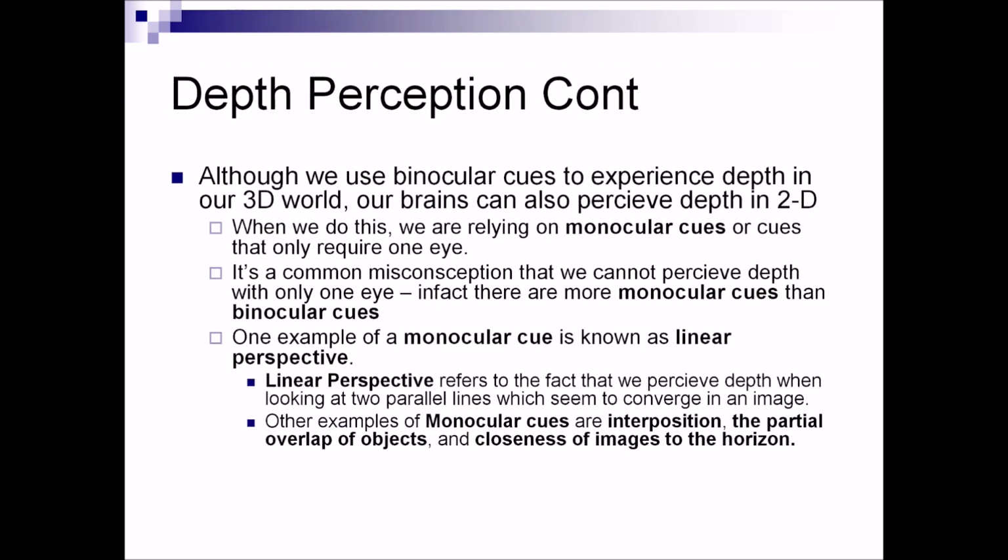Although we use binocular cues to experience depth in our 3D world, our brains can also perceive depth in 2D. When we do this, we are relying on what are called monocular cues, or cues that require only one eye. It's a common misconception that we cannot perceive depth with only one eye. In fact, there are more monocular cues than binocular cues. One example of a monocular cue is linear perspective, where we perceive depth when looking at two parallel lines which seem to converge in an image. Other examples include interposition, the partial overlap of objects, and closeness of images to the horizon.